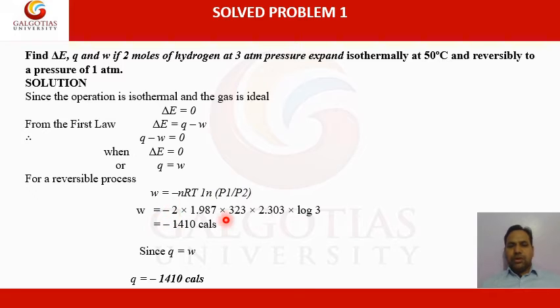So putting in the values, N is equal to 2, R's value is 1.987, and P is pressure. Putting in these values, we got minus 1410 calories. Since Q is equal to W, Q is equal to minus 1410 calories. This type of problem will be asked in examination. Now move to the next slide.